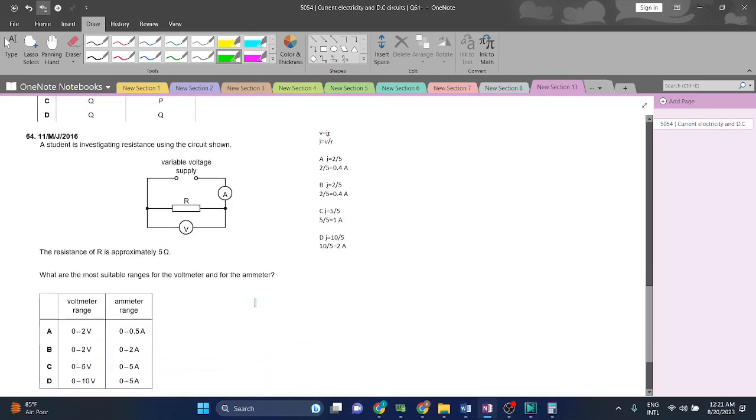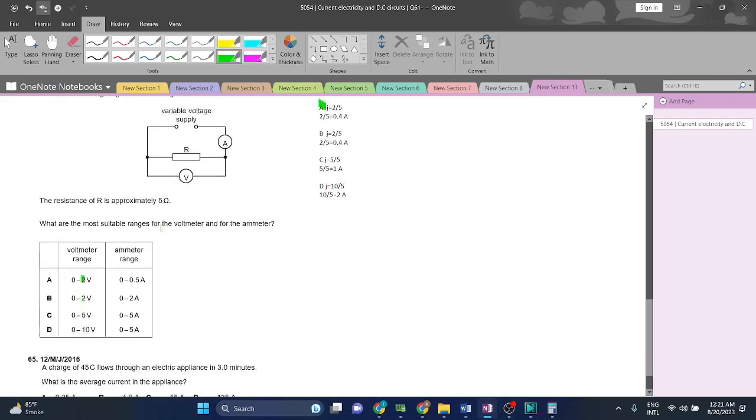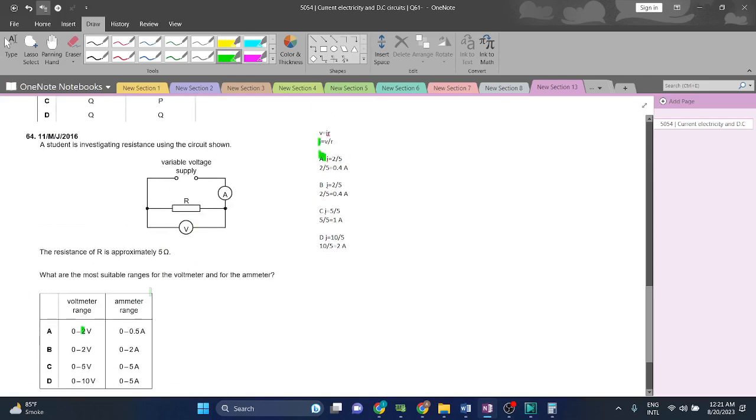Question 64. A student is investigating resistance using the circuit shown. The resistance of R is approximately 5 ohms. What are the most suitable ranges for the voltmeter and for the ammeter? I have calculated the values for all of them. By using the formula V equals IR, I have made I the subject, and I am taking V and R from this table.